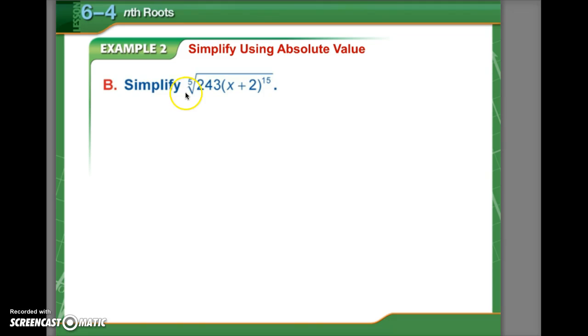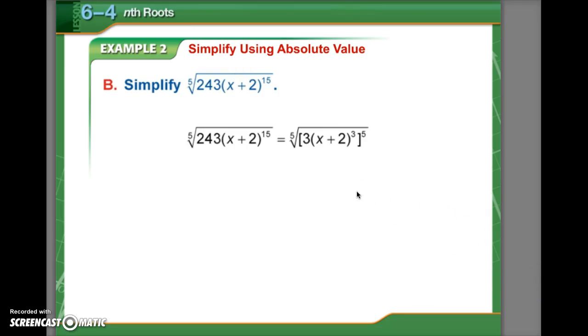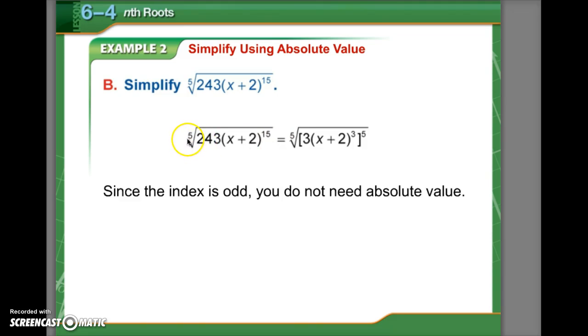Okay, part B, we're going to simplify the fifth root of 243 times x plus 2 to the 15th power. So you should remember that 243, the fifth root of that is the number 3, and the fifth root of x plus 2 to the 15th power is 15 divided by 5, that's the third power. So originally you might think that just this would be your answer, 3 times x plus 2 to the 5th power. But we're not going to stop just there, or are we?